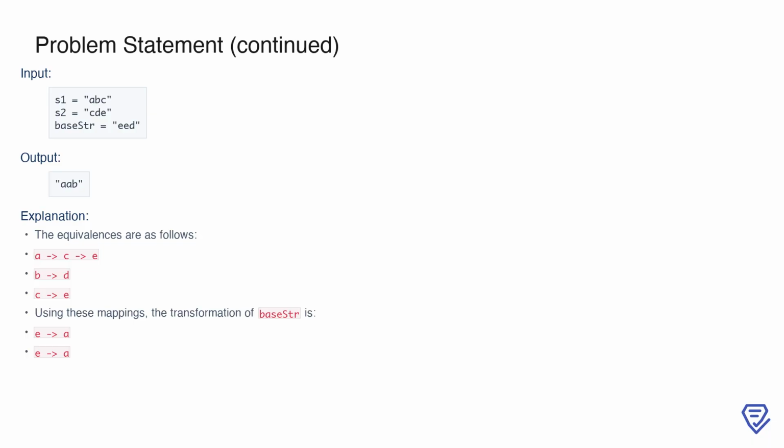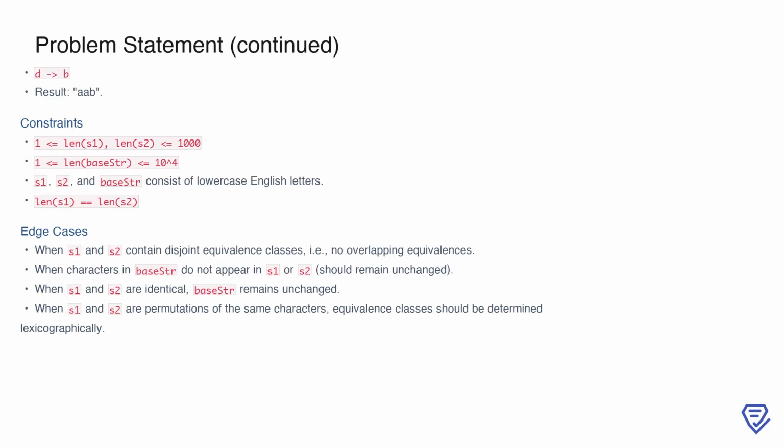Let's summarize the constraints and edge cases to complete the problem statement. The problem has a few key constraints to keep in mind. The lengths of S1 and S2 are between 1 and 1000, and they are always the same. The length of baseStr can go up to 10,000 characters. All strings consist of lowercase English letters. Some edge cases to consider include scenarios where S1 and S2 create completely disjoint equivalence groups, or when characters in baseStr don't appear in either S1 or S2, these characters remain unchanged.